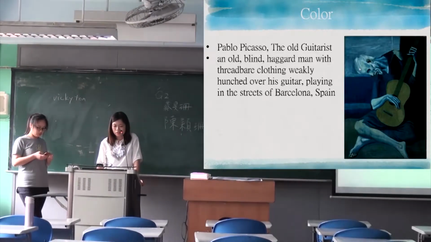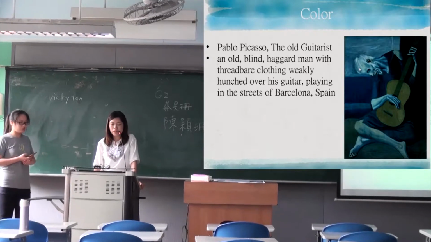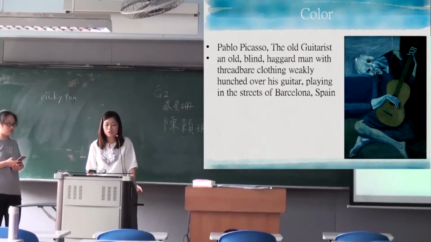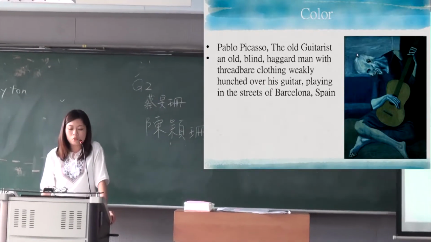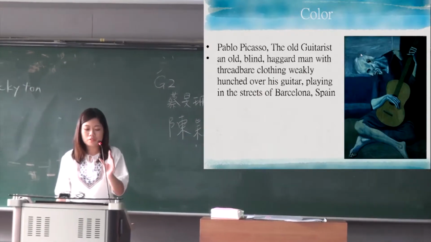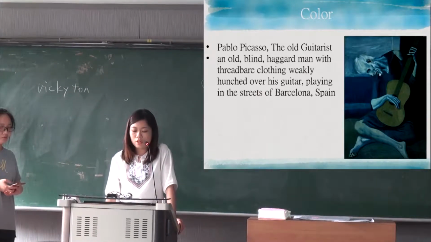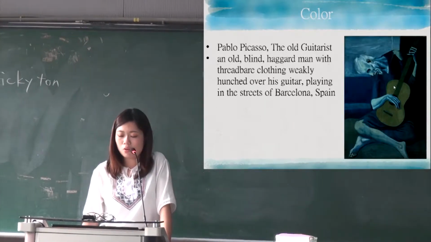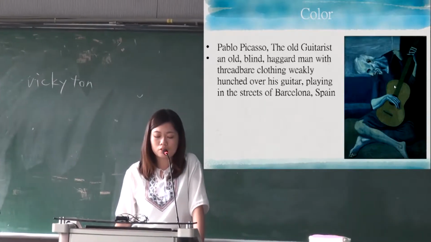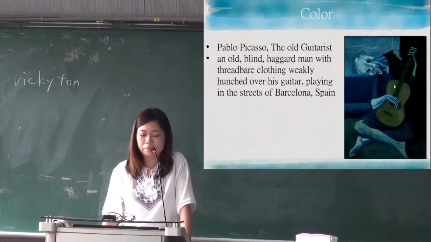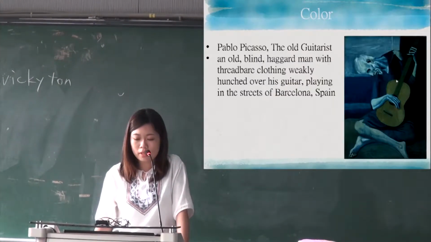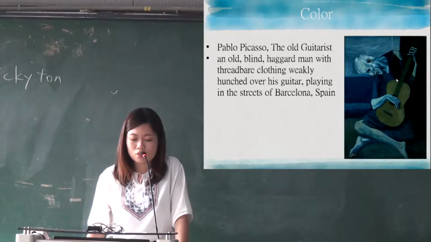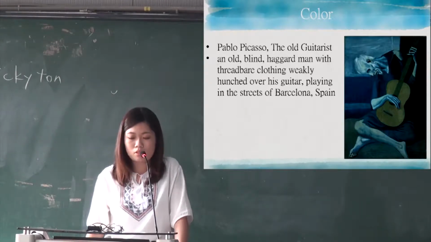This is a very famous painting by Picasso, and the name is The Old Guitarist. There is an old blind man in threadbare clothing, weak, holding his guitar and playing in the street of Barcelona, Spain. This painting was painted in Picasso's blue period. And what is Picasso's blue period?